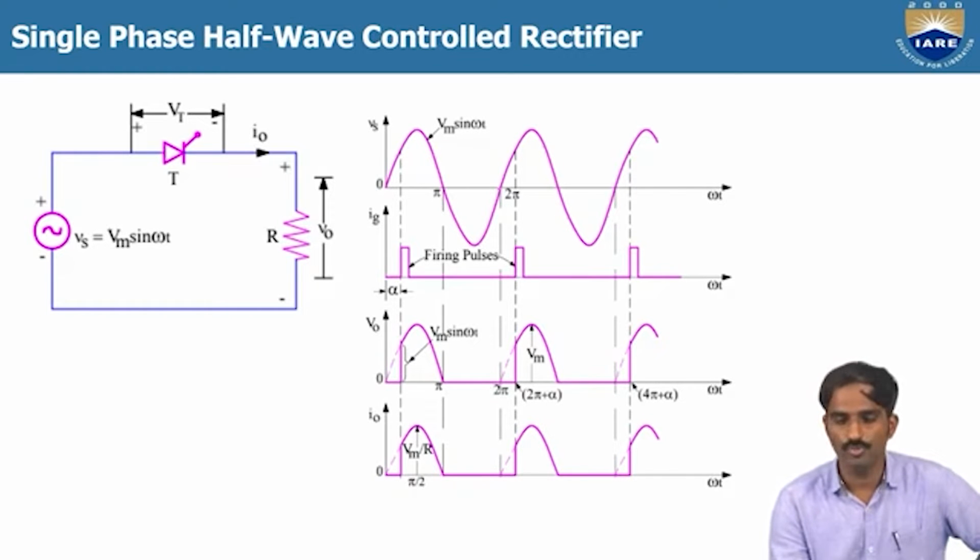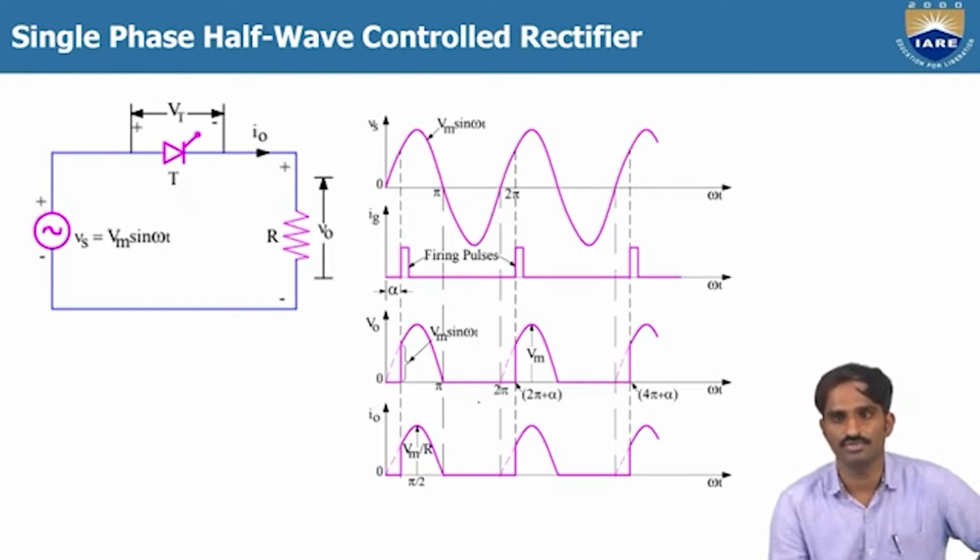Then again after 2 pi, we get the positive cycle, and the positive voltage is applied across the thyristor, but still it is not in conduction mode, because we didn't give the firing pulse. Then again after the firing angle, we give the firing pulse, and the thyristor starts conducting. Then we get the output voltage and current, which follow the source voltage.